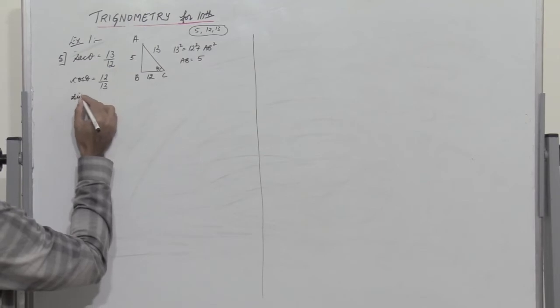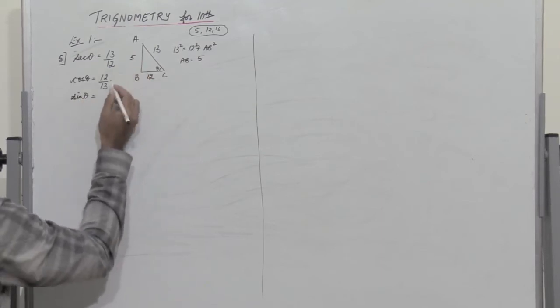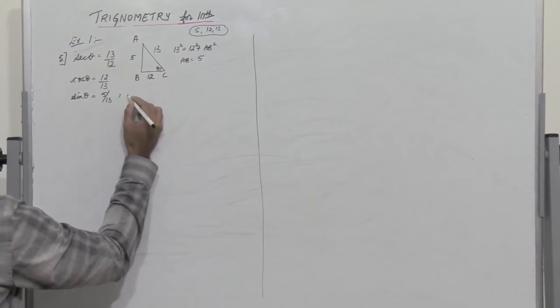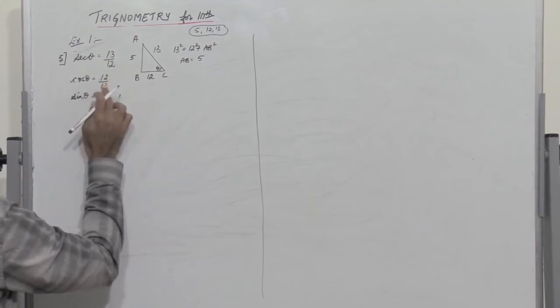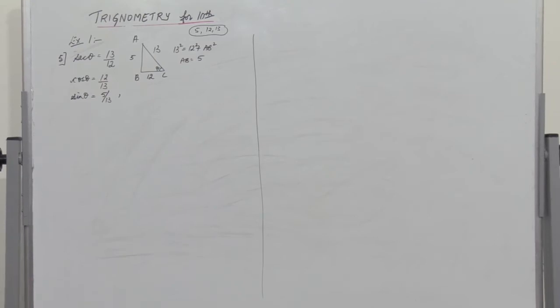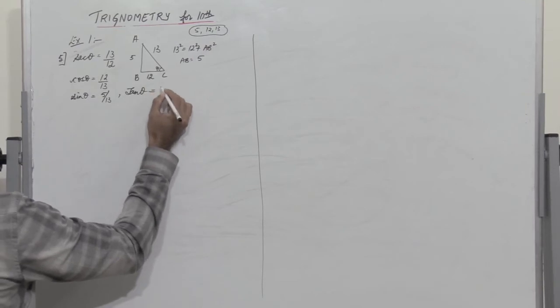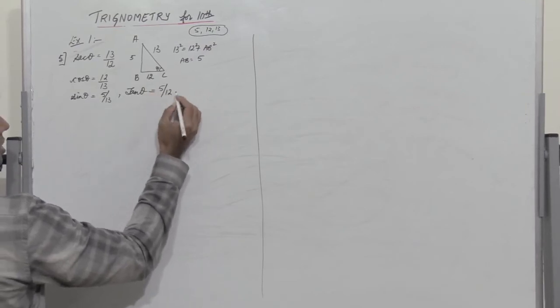Sine theta. So what is sine theta? Opposite side by hypotenuse, which is 5 by 13. Next, cos theta is already known, which is 12 by 13. Next, we have tan theta, which is opposite side 5 by adjacent side 12.